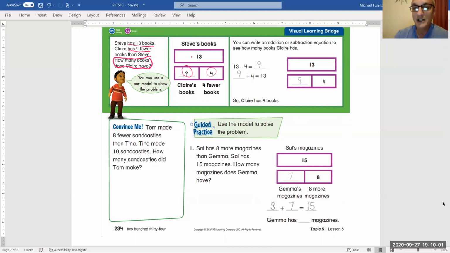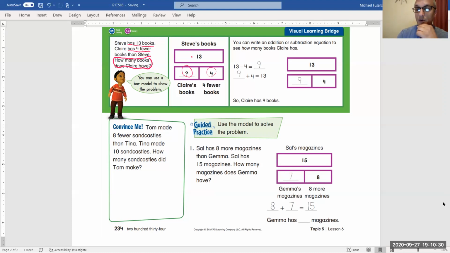You can write an addition or subtraction equation to see how many books Claire has. We can do 13 minus 4 equals the number, or blank plus 4 equals 13. Remember, we can use addition to help us subtract. So 13, now they kind of already gave us the number, okay? But if we wanted to count on in any of our blocks that we see in the rest of our work, we could do that.